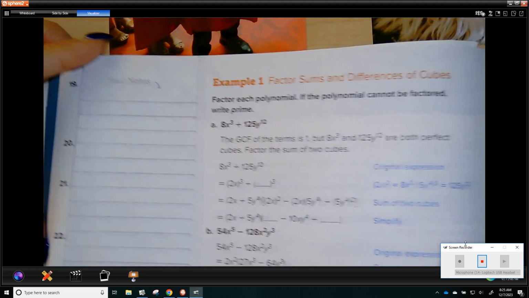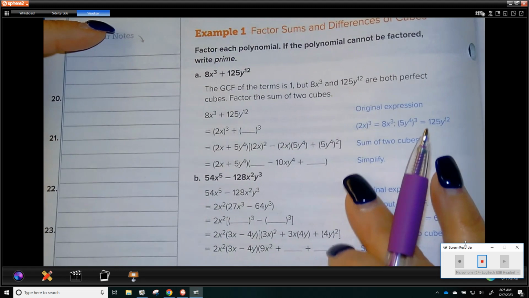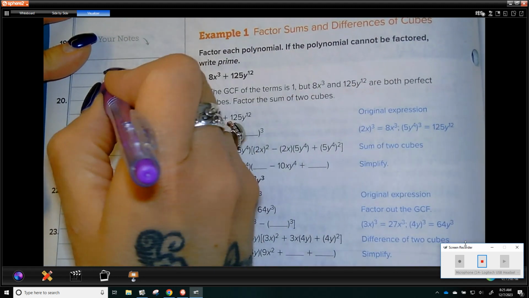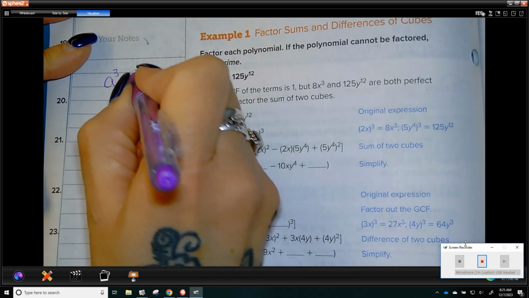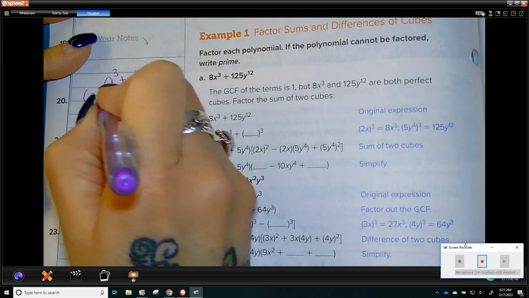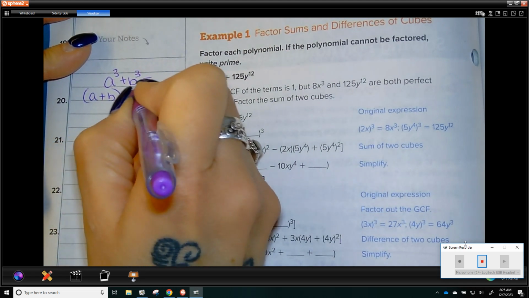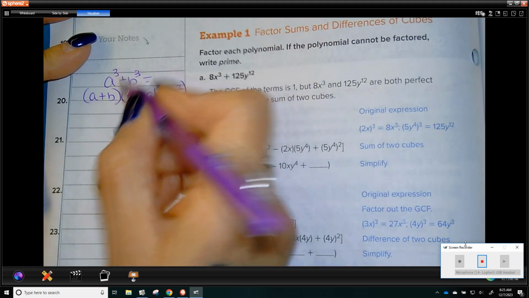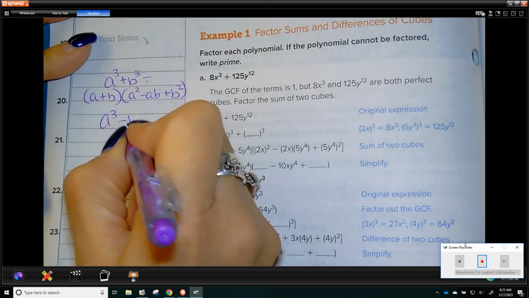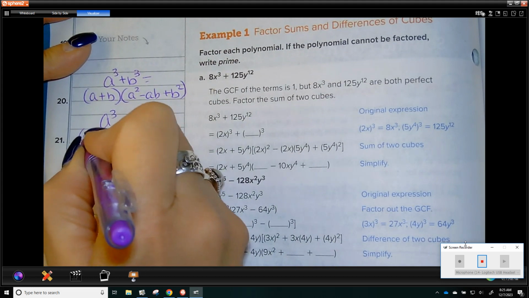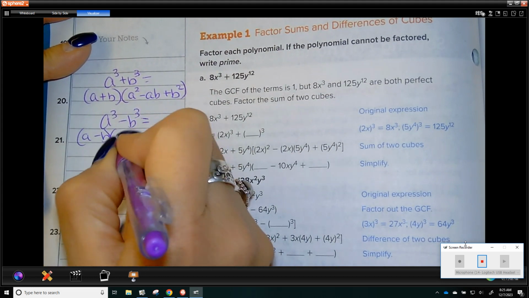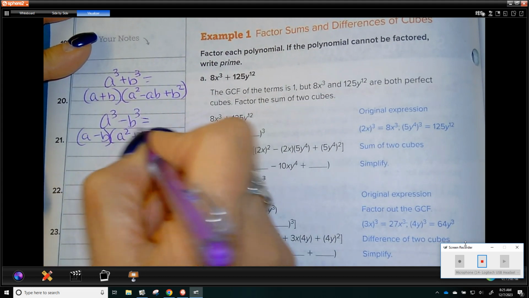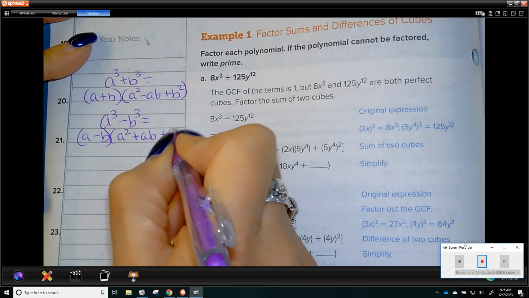So let's do this one. Over here on the side, I'm going to write the formula. A cubed plus b cubed factors to a plus b, a squared minus ab plus b squared. And a cubed minus b cubed factors to a minus b, a squared plus, because that's a minus, ab plus b squared.